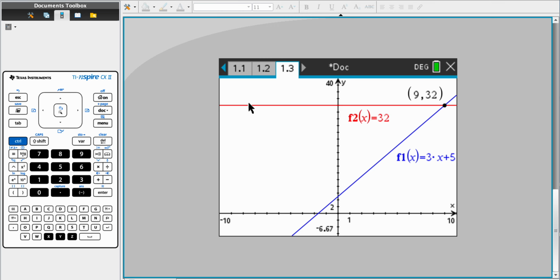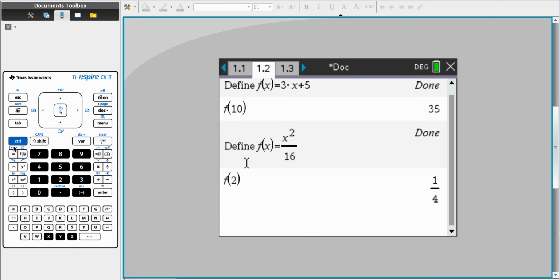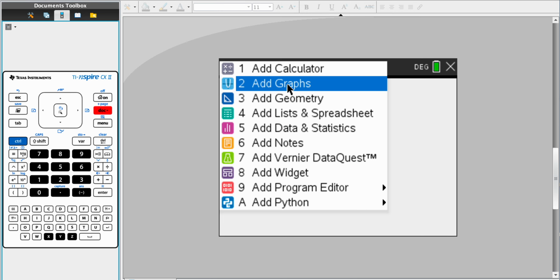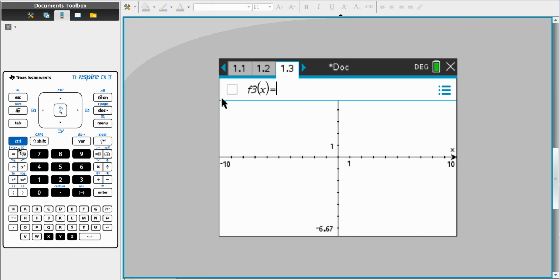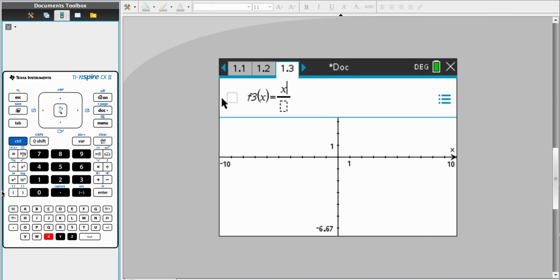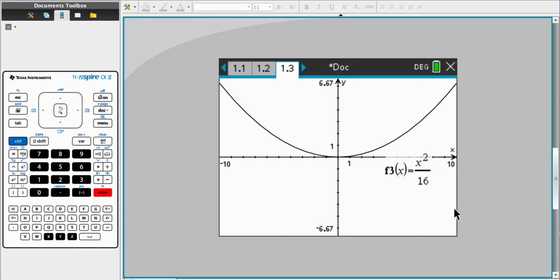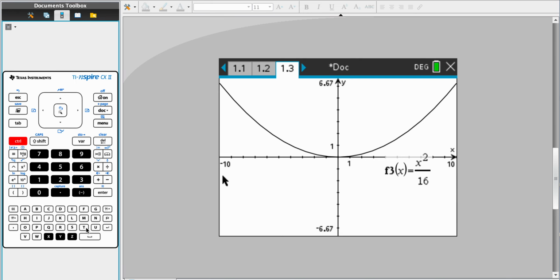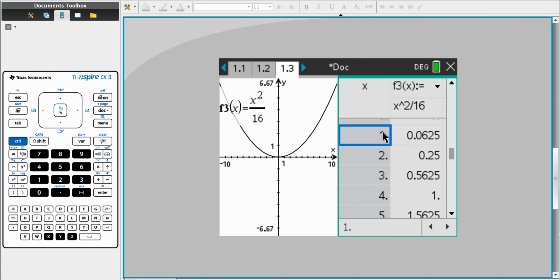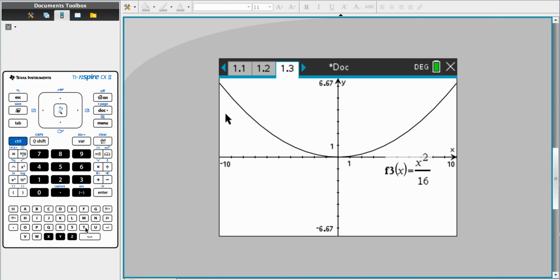Again, we can also get that through graphing. So I'm going to open another graph here, and let's put this, x squared over 16. And we have a quadratic, and Control T to see the value of x here, and the x = 2, we get 0.25. 0.25 is 1 over 4. And let's close this table.